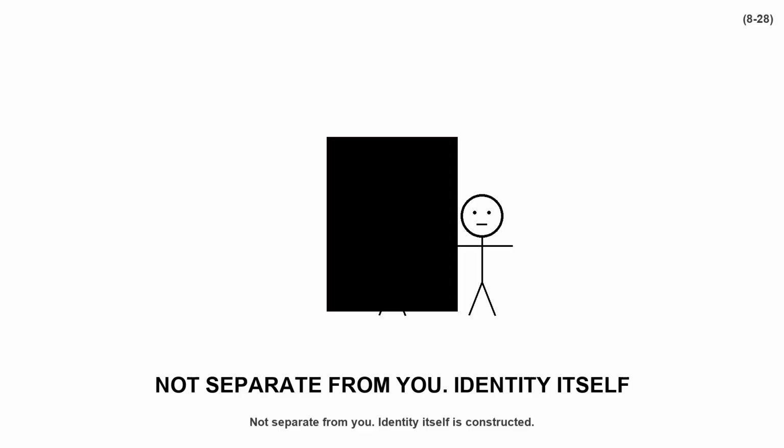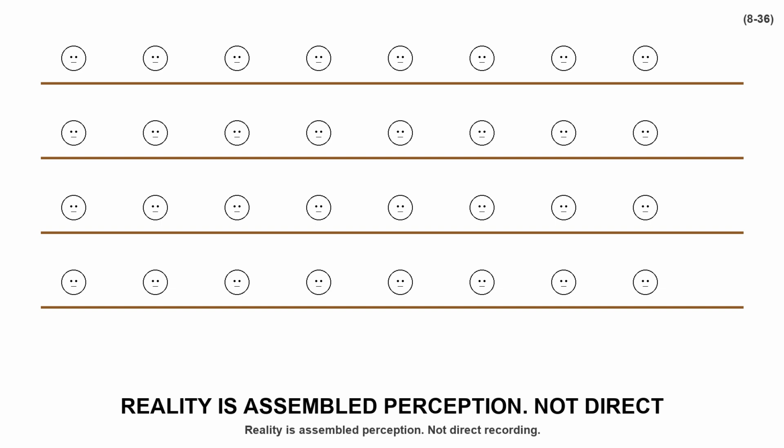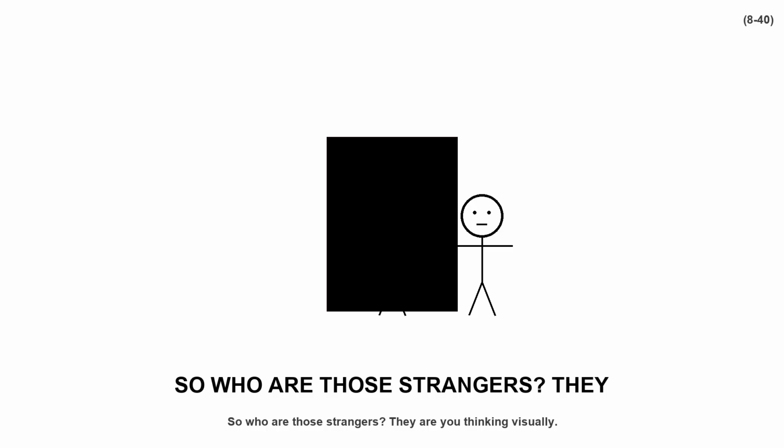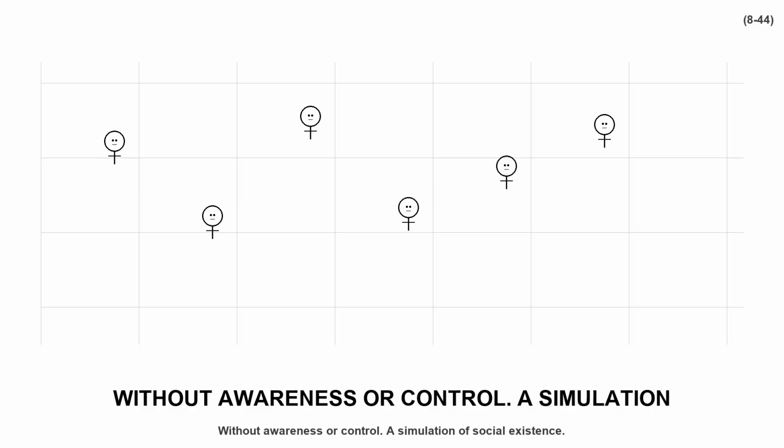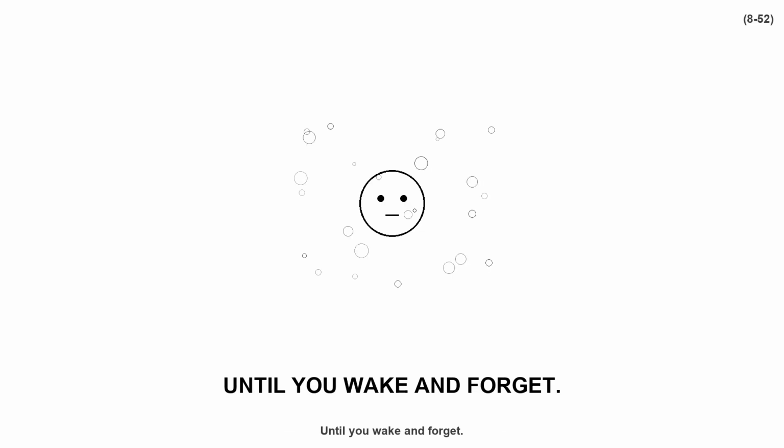Identity itself is constructed. Even in waking moments. Dreams reveal that truth. Reality is assembled perception. Not direct recording. So who are those strangers? They are you thinking visually. Without awareness or control. A simulation of social existence. Built from memory fragments. And pure imagination. Until you wake and forget.